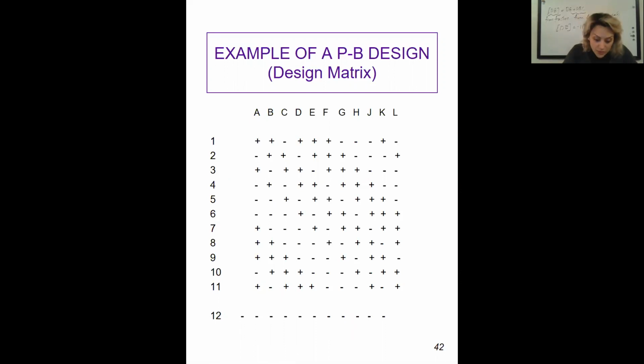So what I might ask you is to give me this for a smaller version. Give me the design matrix. So this is going to be your design matrix. You have all of the negative and positive signs of it.